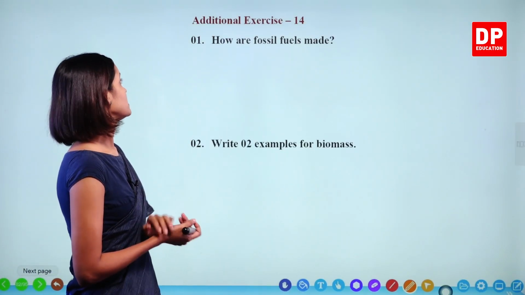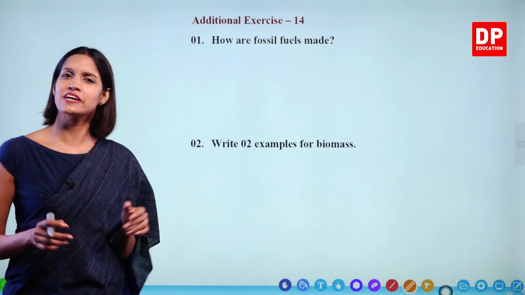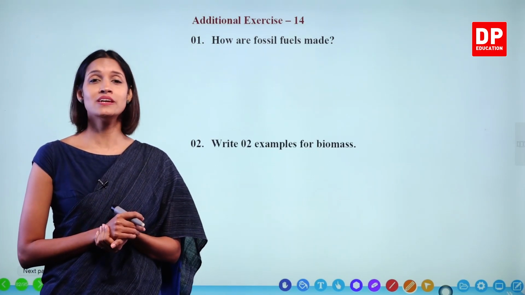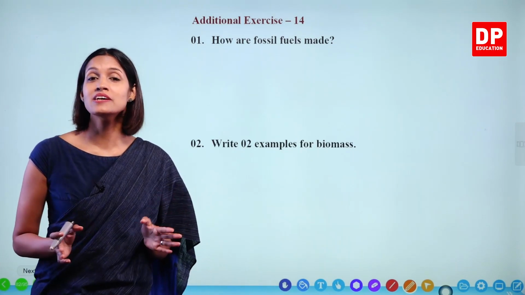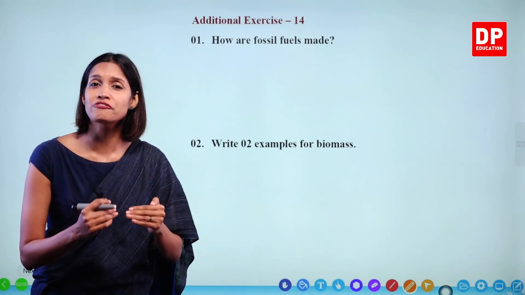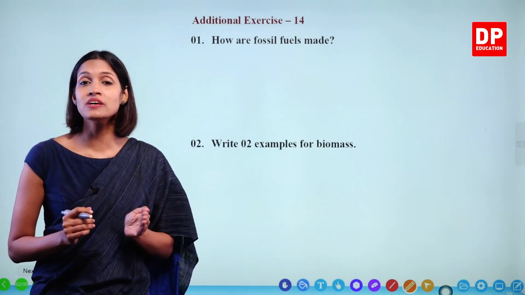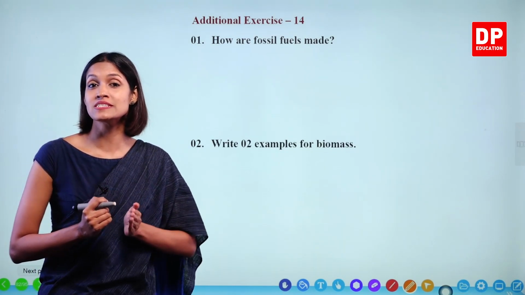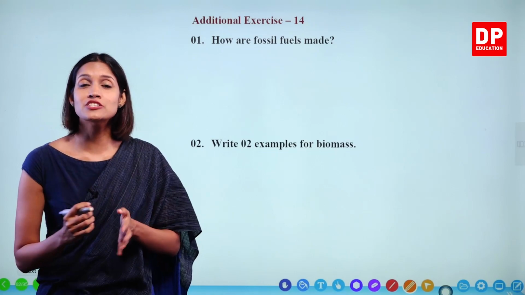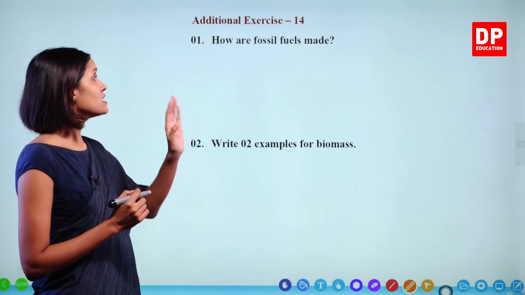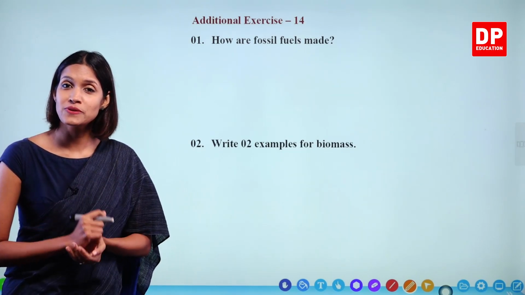Additional exercise 14. Question number 1. How are fossil fuels made? Do you remember that I explained how fossil fuels are made, children? I told you fossil fuels are made by buried plant and animal matter, right? Buried plant and animal matter undergo different changes over millions of years. Why do these changes take place? Because of the very high temperatures and pressures present in different parts of the earth. So because of these pressure and temperature changes over millions of years, these buried plant and animal matter undergo changes and fossil fuels are made.